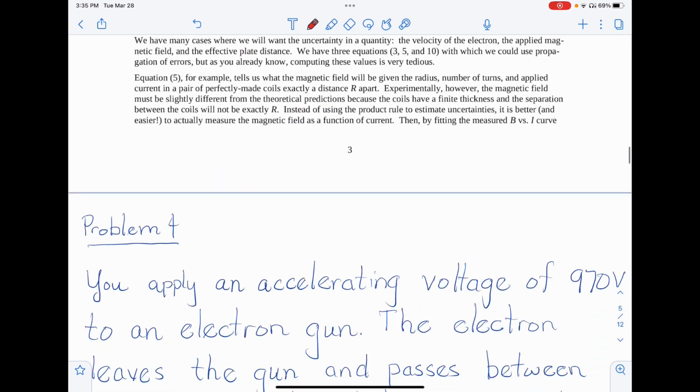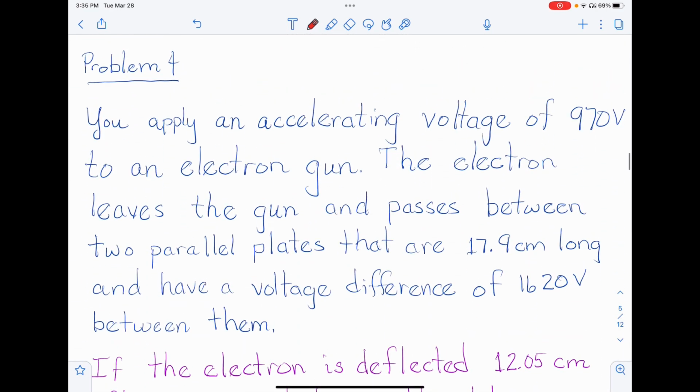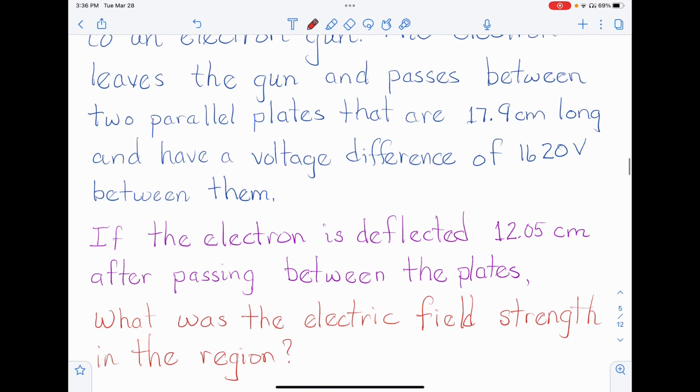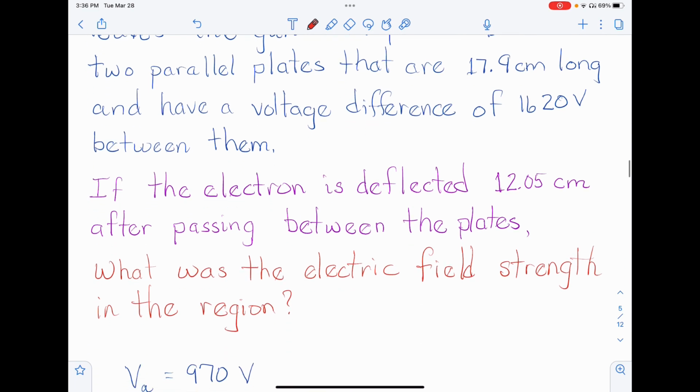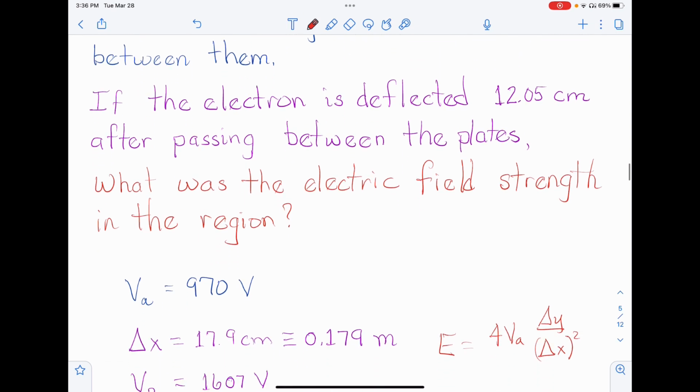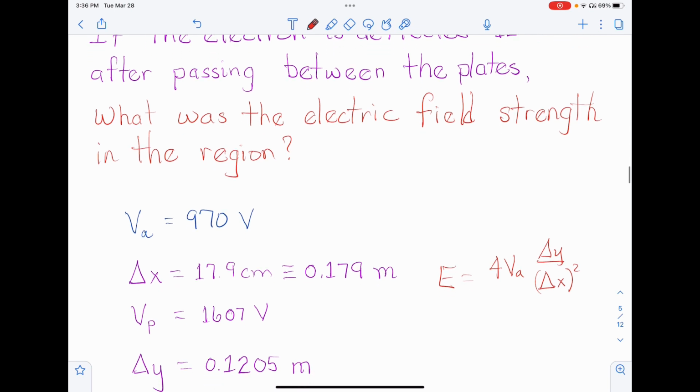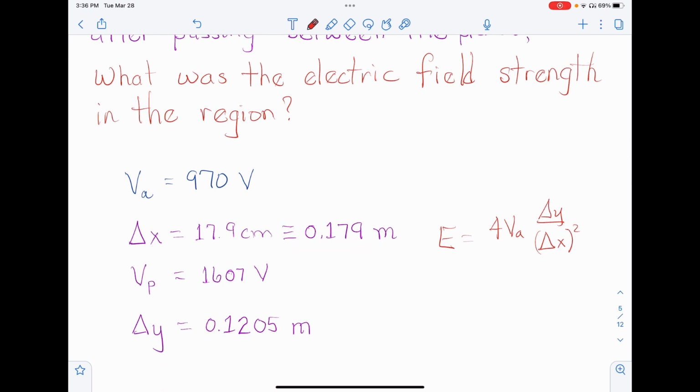So let me just go ahead. This is the problem. You apply an accelerating voltage of 970 volts to an electron gun. The electron leaves the gun and passes between two parallel plates that are 17.9 centimeters long and have a voltage difference of 1620 volts between them. If the electron is deflected by 12.05 centimeters after passing between the plates, what was the electric field strength in this region? And so you can see right here that we have the electric field strength.